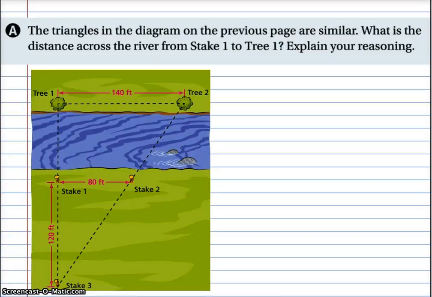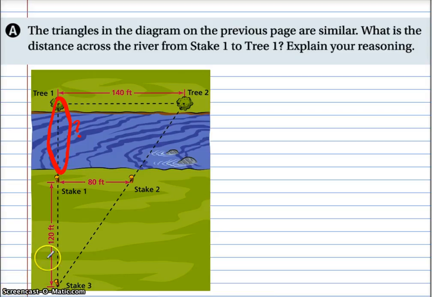Now it says the triangles in the diagram on the previous page are similar. That's this page. What is the distance across the river from stake 1 to tree 1? So this is our unknown. We are trying to figure out how wide this river is right here. So stake 1 to tree 1. That is what we're looking for.